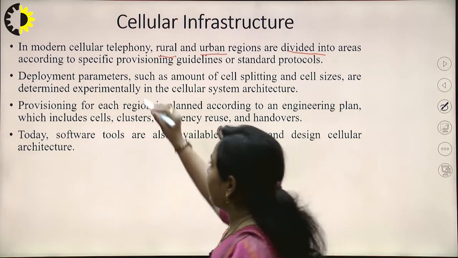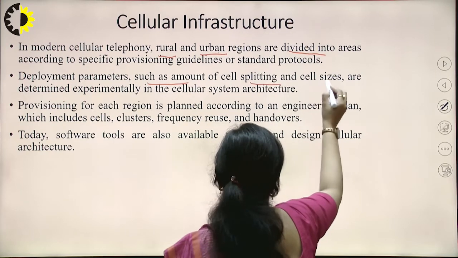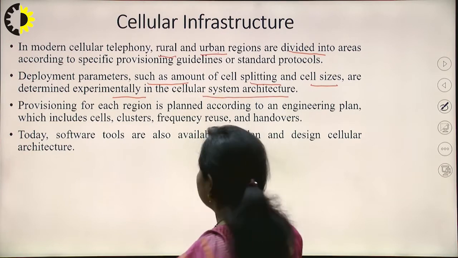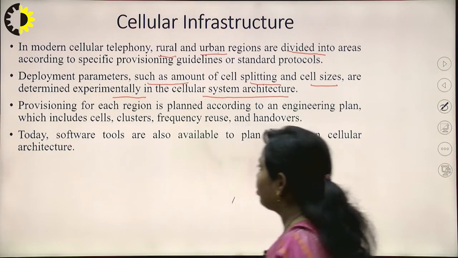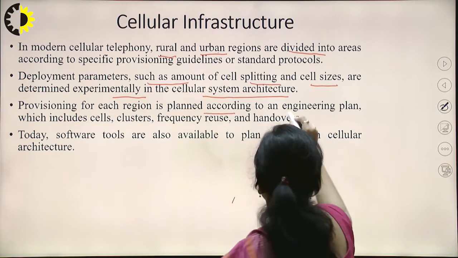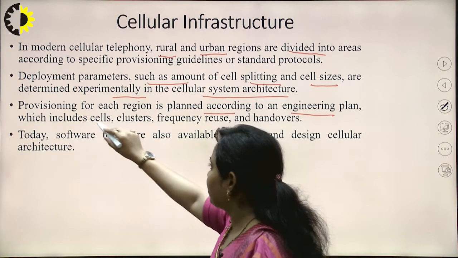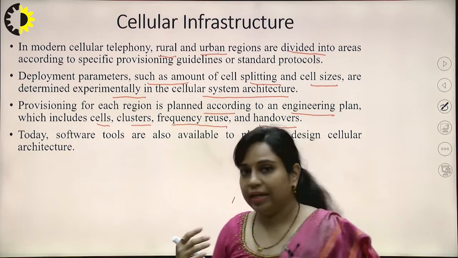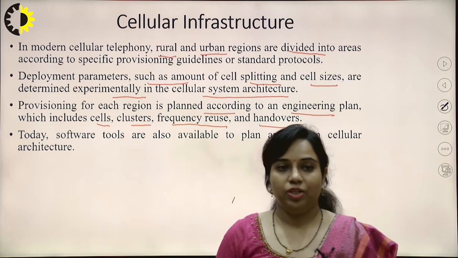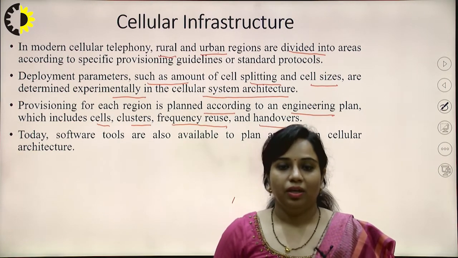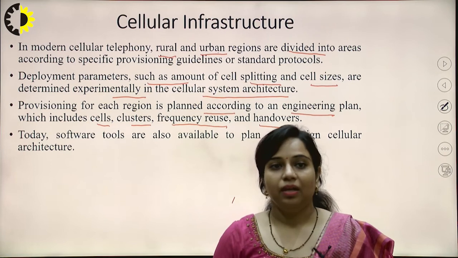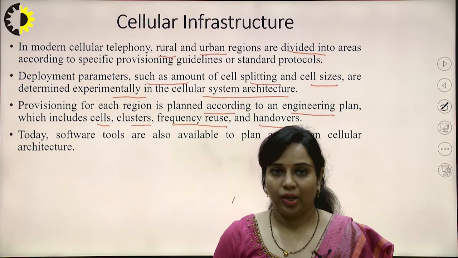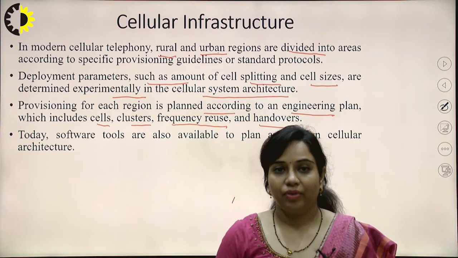The deployment parameters, such as the amount of cell splitting and cell sizes, are determined experimentally in the cellular system architecture. Provisioning for each region is planned according to an engineering plan which includes cell clusters, frequency reuse and handovers. For any region, there are different concepts, like the cell. The combination of cells is known as a cluster. We are going to see how clusters are calculated. Then there is the frequency reuse concept.